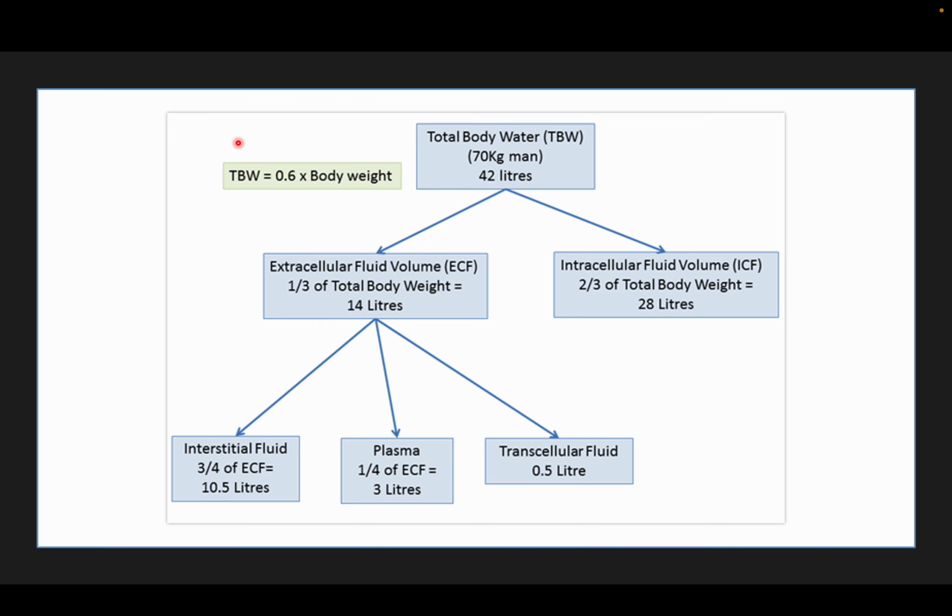In that one third, interstitial fluid constitutes 75%, that is 10.5 liters. The plasma, the intravascular fluid we are talking about, is only one fourth of the extracellular fluid, that is 3 liters. Out of the 42 liters which is present, only 3 liters is present in the intravascular volume. That is very important. So we go into the next slides. Why is this graph important? We'll discuss in the next slides.